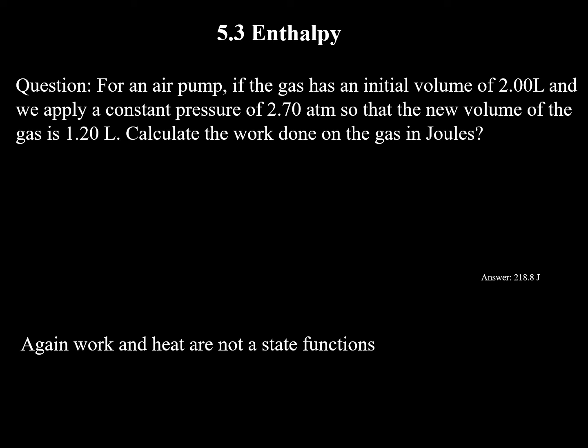In this case, we have an air pump. If the gas has an initial volume of 2 liters, so our V1 is 2 liters. We apply constant pressure of 2.7 atmospheres, so P is equal to 2.70 atm. We have our final volume, V2, is equal to 1.20 liters.